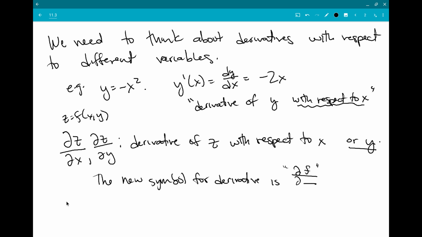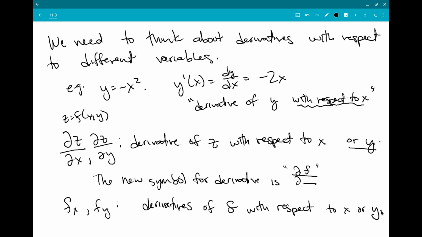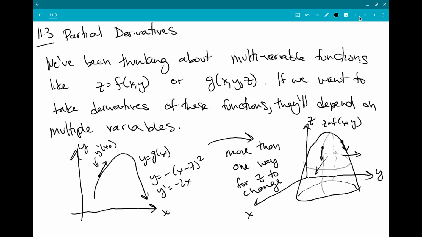We could also write f sub x, f sub y, and those are derivatives of f with respect to x or y. And so going back to this picture, that was your y prime of x0, but now these arrows I've drawn right here, this would be dz dy or f sub y. And this other one that went in the x direction would be dz dx or f sub x.